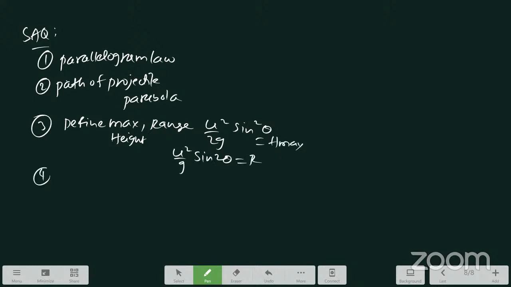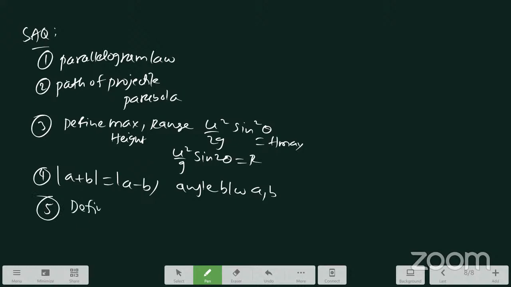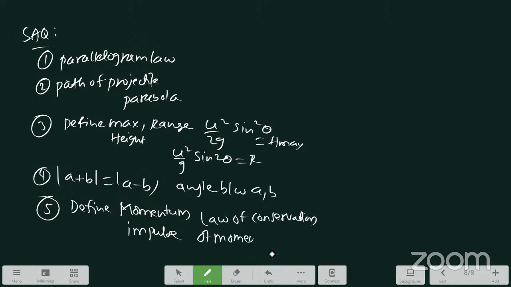Next, modulus of a plus b equals modulus of a minus b, angle between a and b. Next, define momentum, impulse, law of conservation of momentum, examples. Okay, this is 5.